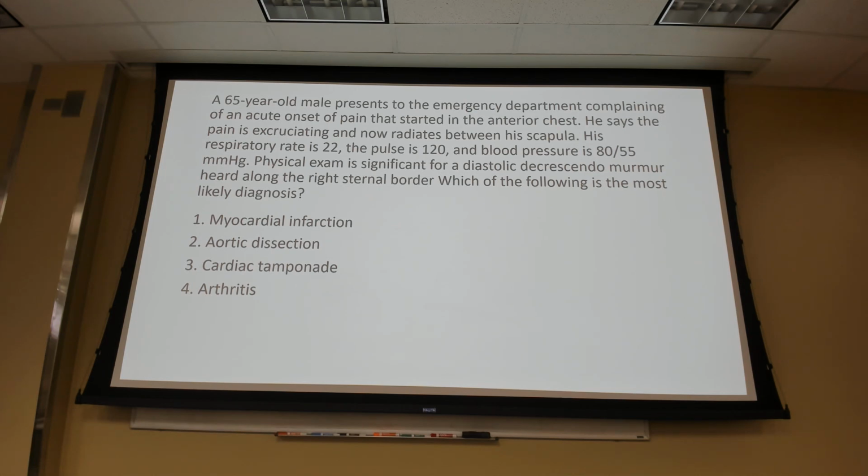The respiratory rate, so tachypneic, tachycardic, hypotensive. So is this stable, unstable? Yeah, definitely unstable. Then you hear a diastolic decrescendo murmur at the right sternal border. What are we thinking here? Yeah, likely dissection. Good.